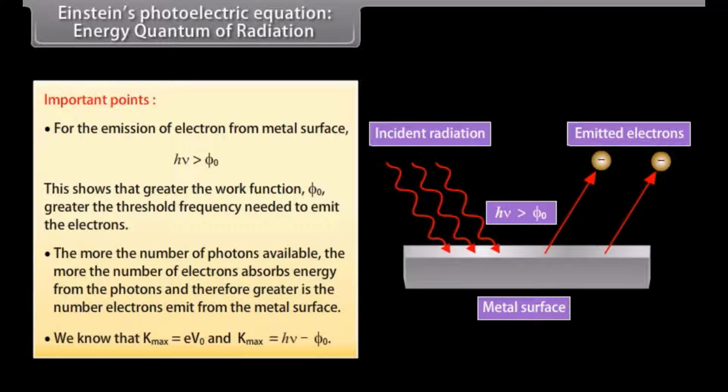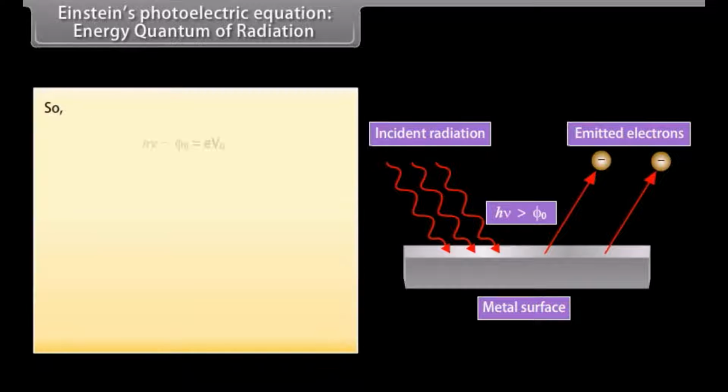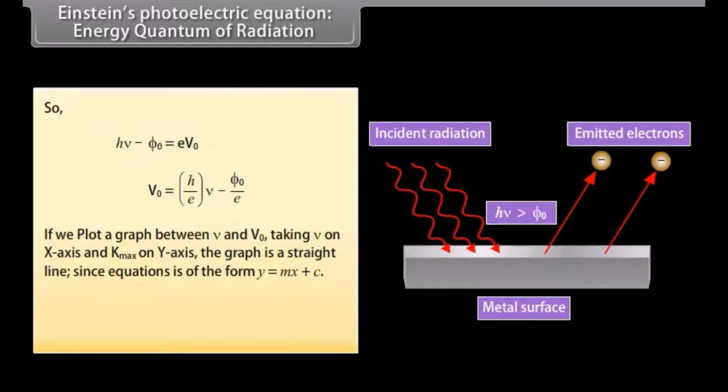We know that Kmax equals eV0, and Kmax is equal to hν minus φ0. So, hν minus φ0 is equal to eV0. V0 is equal to h/e into ν minus φ0/e. If we plot a graph between ν and V0, taking ν on the x-axis and V0 on the y-axis, the graph is a straight line, since the equation is of the form y equals mx plus c. The slope of the line m is equal to h upon e, which is a universal constant.